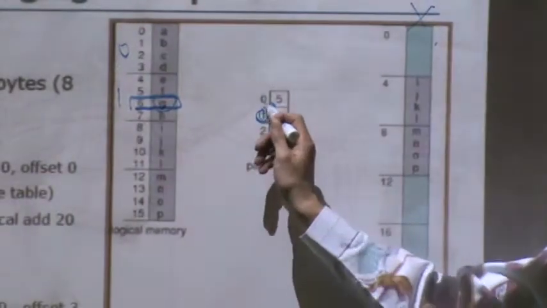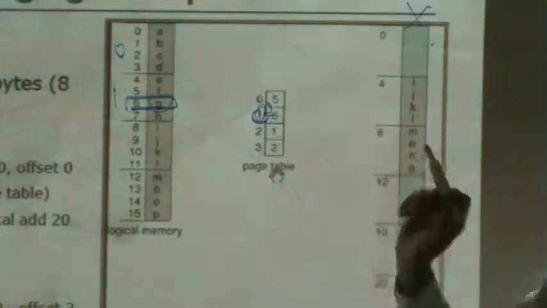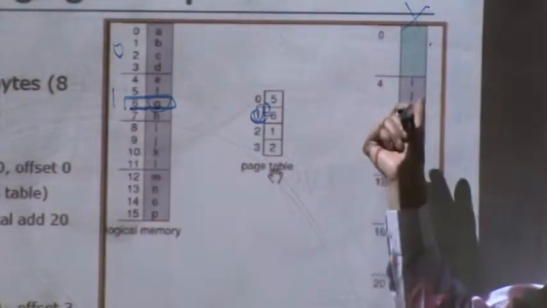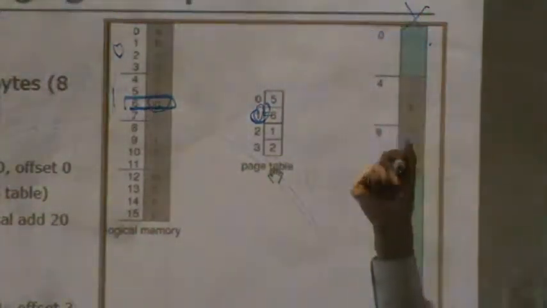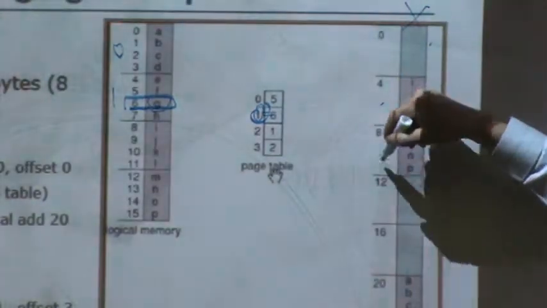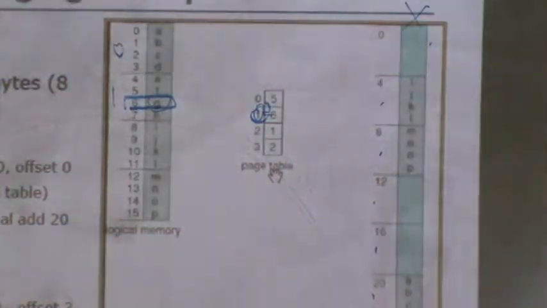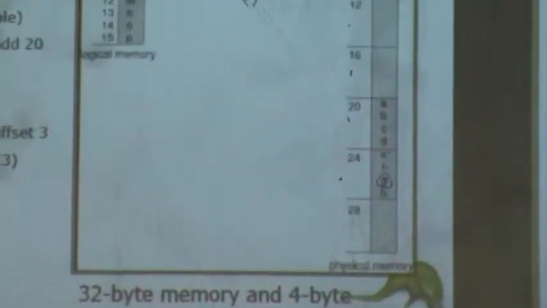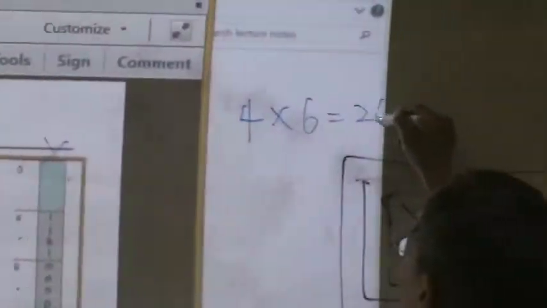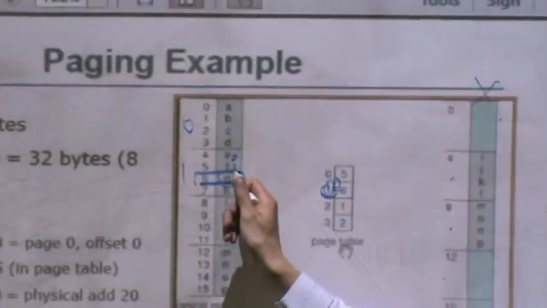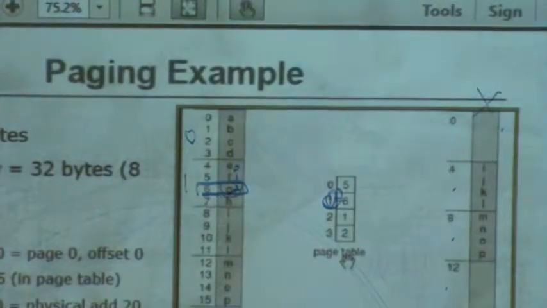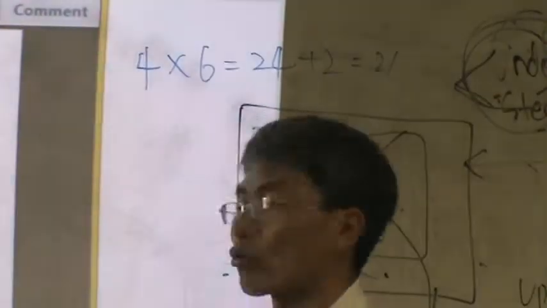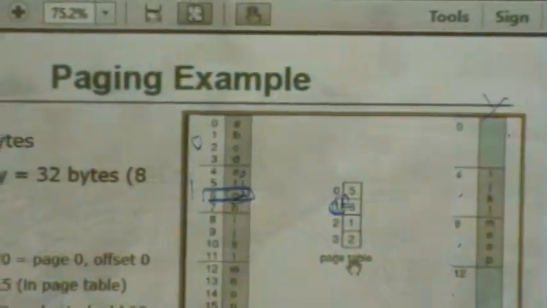So 1 is mapped to the 6. What is the 6? It's the frame number: 0, 1, 2, 3, 4, 5, 6. Okay? That means 4 times 6 is 24. Then you need to check the offset: 0, 1, 2. Offset is a plus 2. It's a 26. That is 26. Okay?